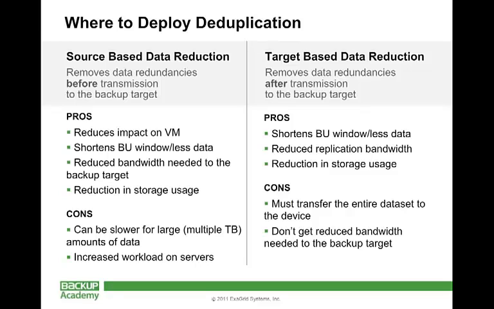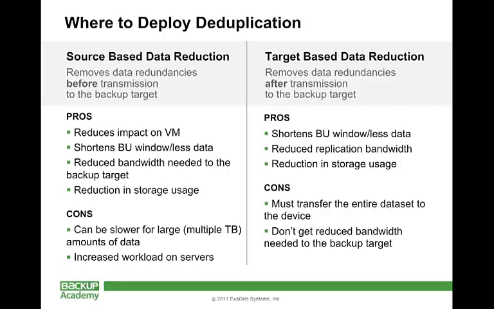Target-based data reduction usually refers to the fact that you're going to transmit all of the data to a target side of disk-based backup appliance, and all of the data deduplication is going to be done on that appliance. The pros of this is this will also often shorten your backup window, because now you're backing up to a high-speed target that is tuned and optimized for backup and recovery.